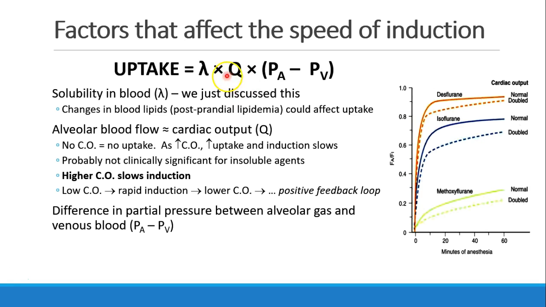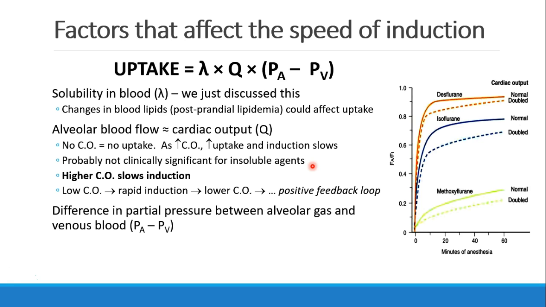Alveolar blood flow, or pulmonary blood flow, is cardiac output, which can also affect the speed of induction. At the extreme, we know if there's no cardiac output, there's no uptake at all. But as cardiac output starts to increase, uptake increases and induction slows. This probably isn't so significant for the agents that we use today, especially for insoluble agents. This was more noticeable in the days of ether and enflurane and very, very soluble agents.